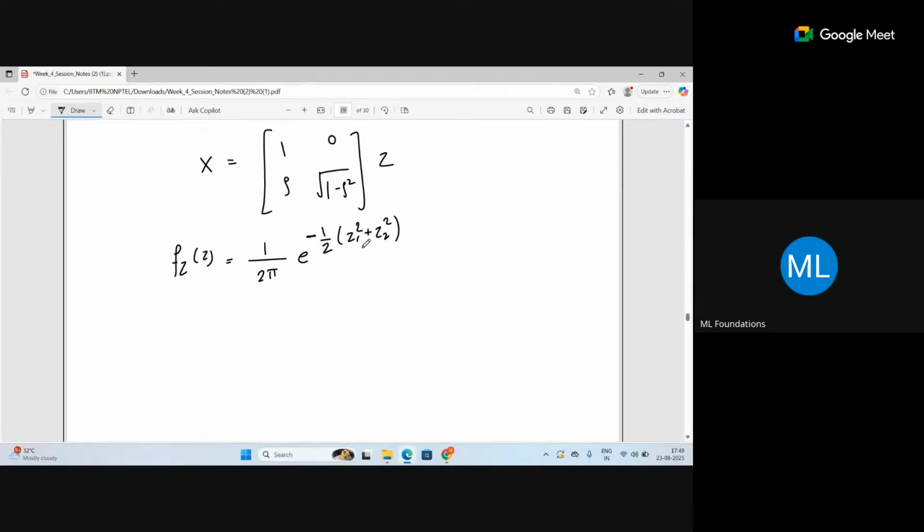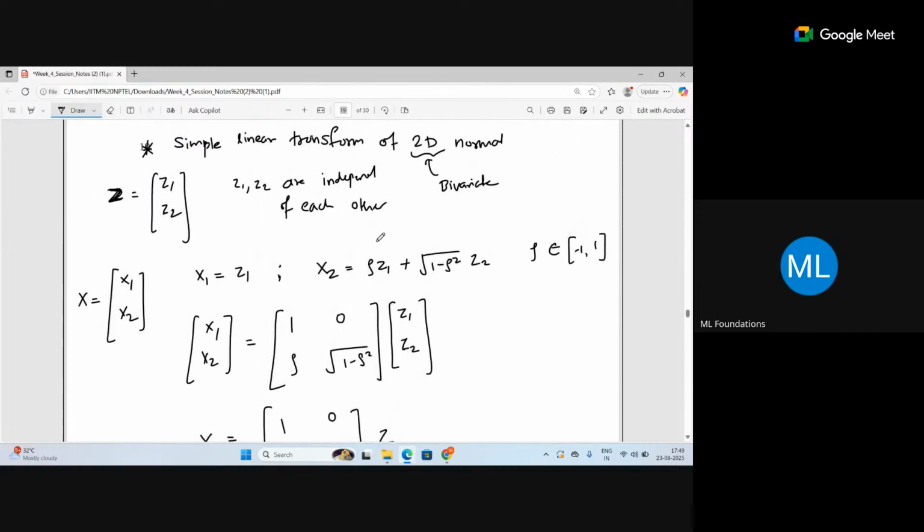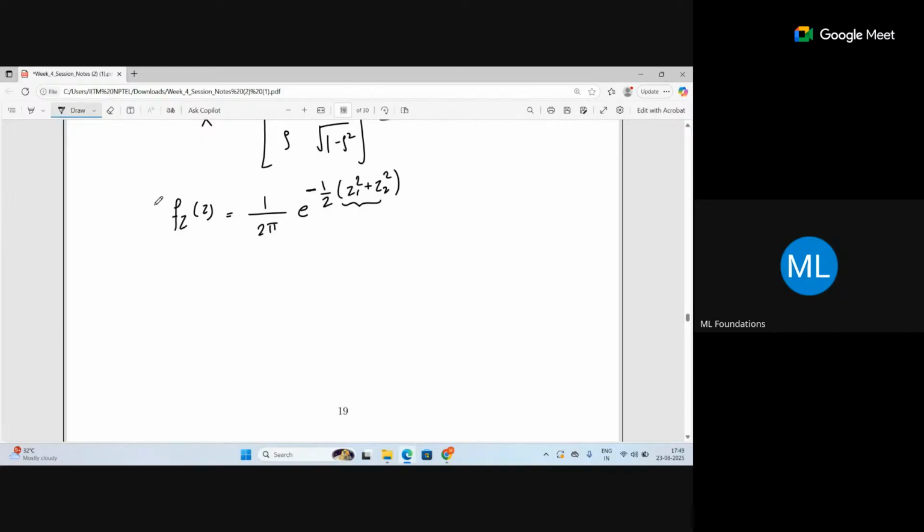And can you see that z1 square plus z2 square is actually the length of the vector z, right? It's not the square of them, or the square of the vector, right? Norm, length square, L2 norm, let's say. So I can write this as 1 upon 2 pi e to the power minus half norm of z square, right? Fine. So that is fine.